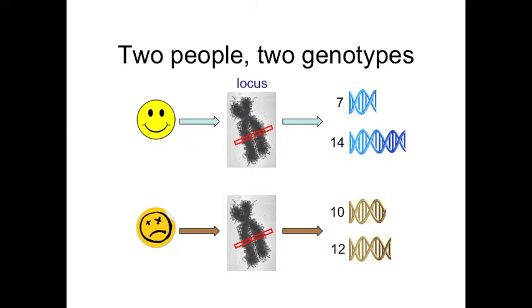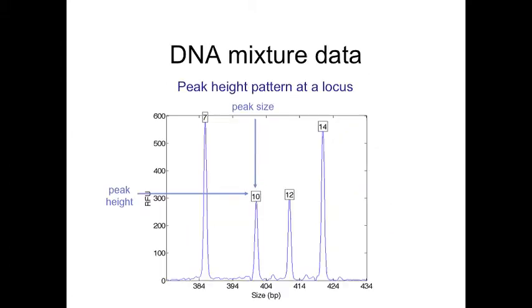Imagine that their genetic type is a 10 and a 12. And again, in forensics, the numbers correspond to how long the DNA fragments are because of repeated elements that I'll talk about later. So now instead of just having one genotype with two alleles from one person, you have two people with 4 alleles, and the signal gets more complex. And this is what a DNA mixture looks like.